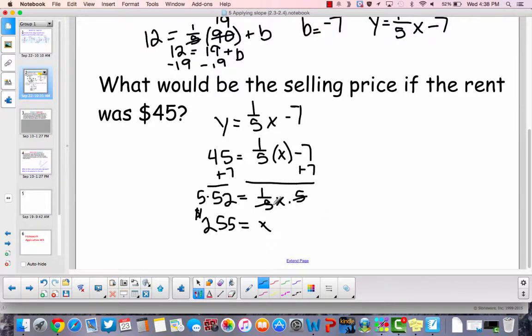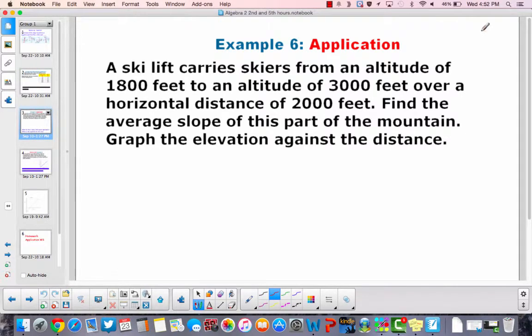All right, let's look at our next example. Okay, so for our next example, it says a ski lift carries skiers from an altitude of 1,800 feet to an altitude of 3,000 feet over a horizontal distance of 2,000 feet. We need to find the average slope of this part of the mountain, and we're going to graph the elevation against the distance. So if we're going to graph the elevation against the distance, then our elevation is going to be our y, that's our height. And our distance is going to be our x.